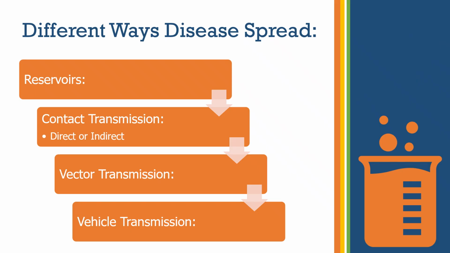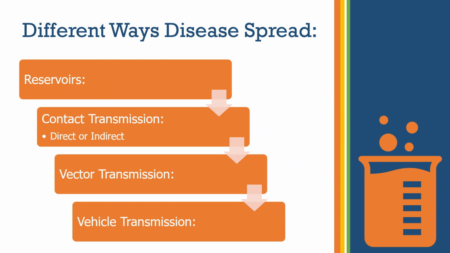There are many different ways diseases can spread. I'll be discussing a few. First off, reservoirs. Reservoirs include all things such as human and animal populations, soil, water, and inanimate objects such as toys. Next, there is contact transmission. This can either be direct or indirect. Contact transmission happens through physical contact with either an infected host or contact with a fomite that an infected host has made contact with in the past.